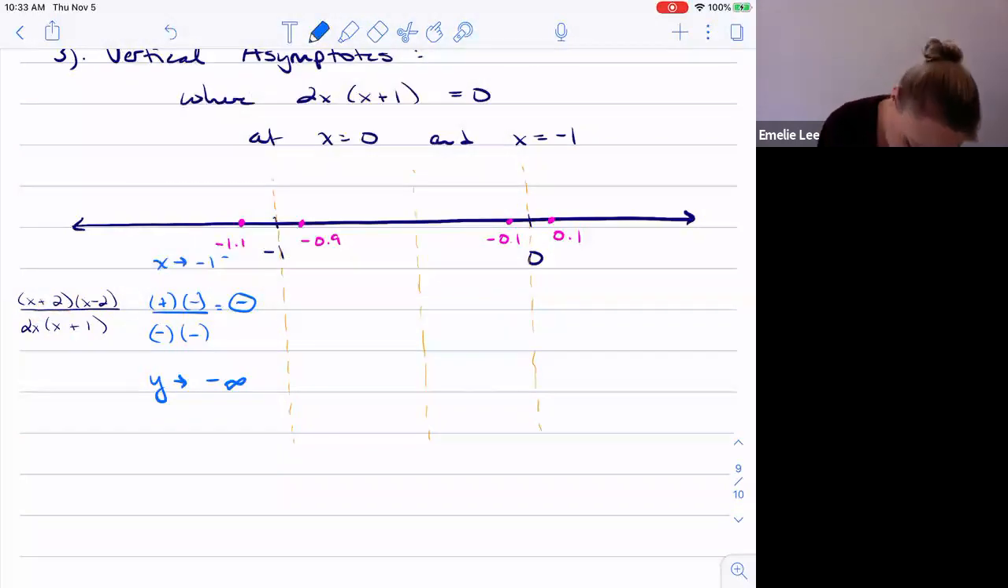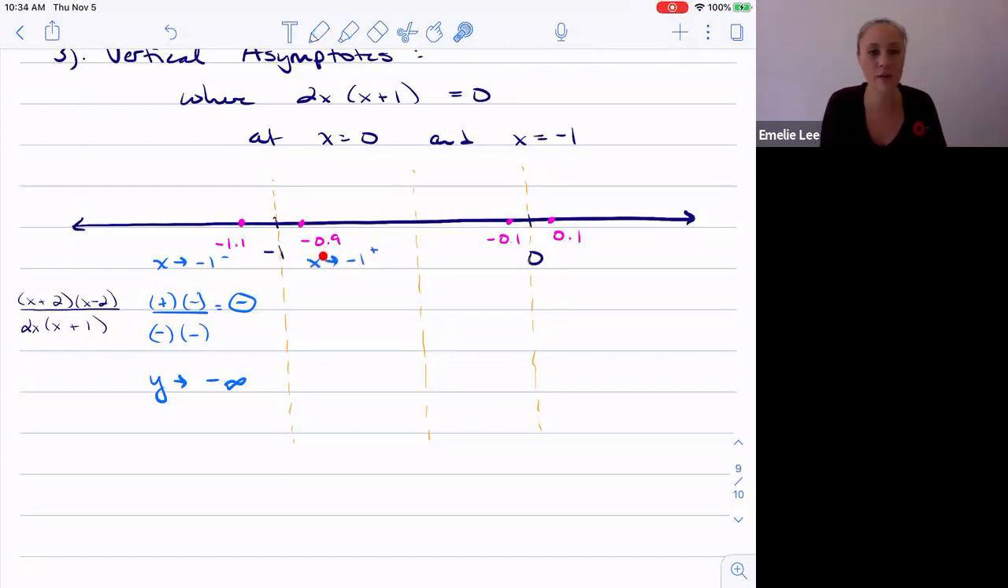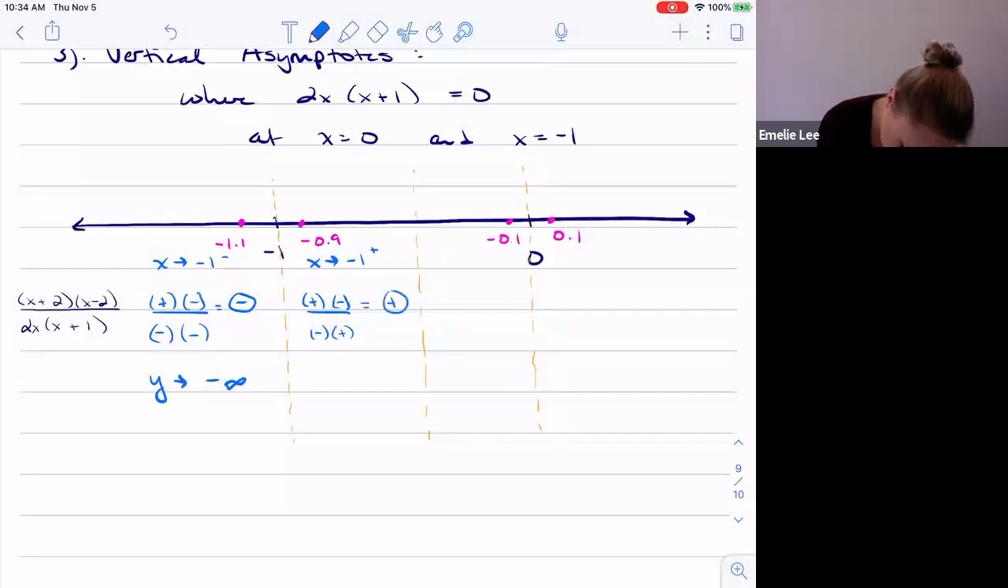So as x goes to -1 from the right, our test point is -0.9. Here, -0.9 plus 2 gives me a positive number. -0.9 minus 2 gives me a negative number, divided by a negative number times -0.9 plus 1, which is a positive number. Negative divided by negative makes a positive number. So y is going to positive infinity.